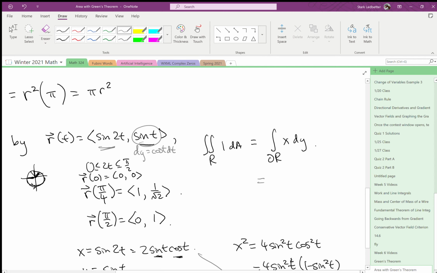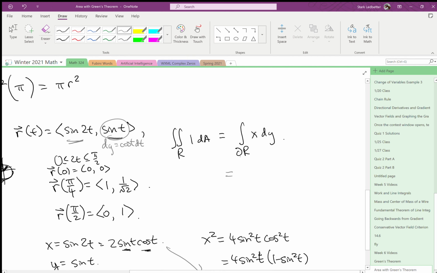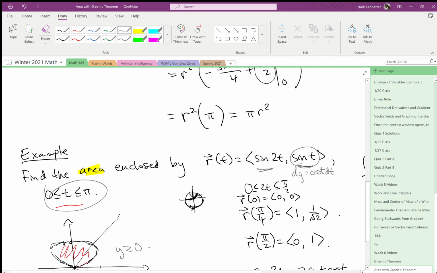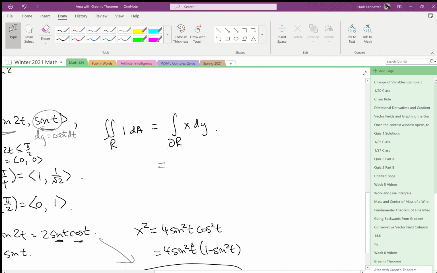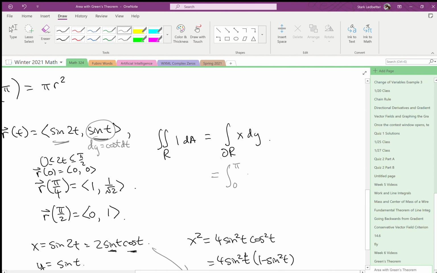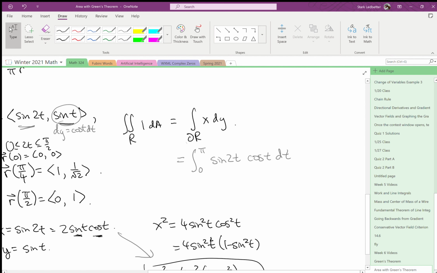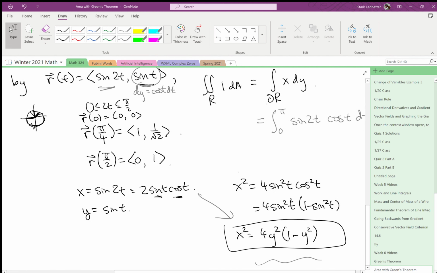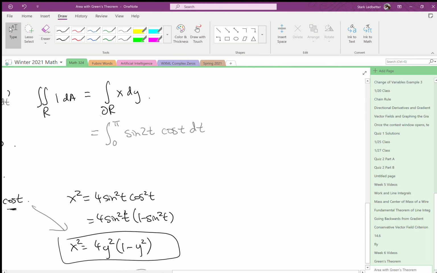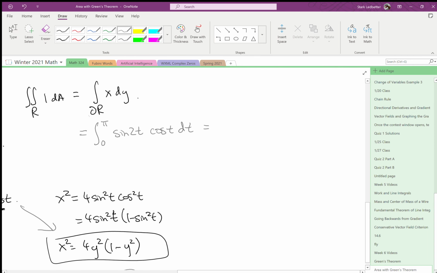Okay, great. So now the boundary of R is just as t goes from 0 to pi. Everything seems to be good suddenly. x is sine 2t, dy is cosine t dt, and this is now a totally doable integral. All this stuff over here, I didn't even know how to set up an integral that was doable. Okay, this is now totally doable.